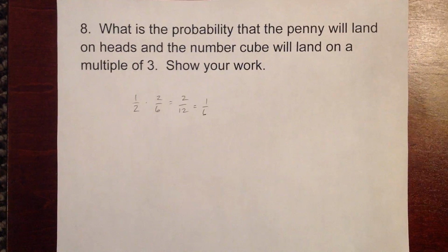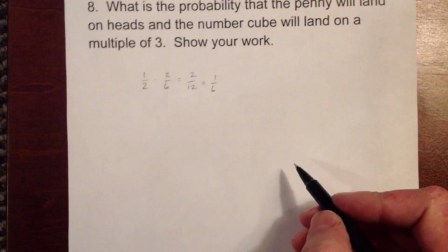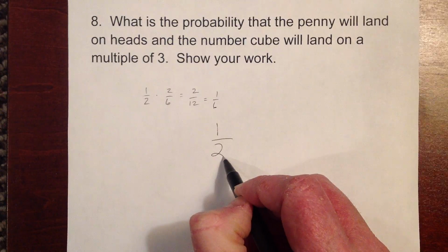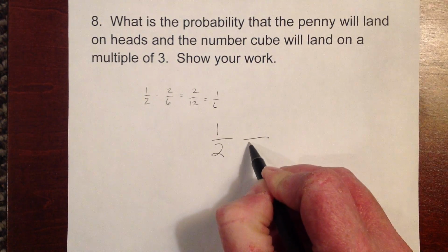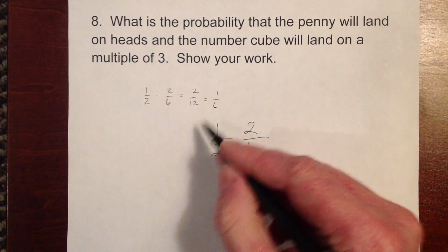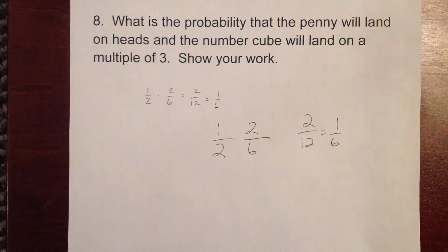Finally, what is the probability that, it should be a penny, will land on heads and a number cube or die will land on a multiple of 3? All right, so we got to be careful with this. A multiple of 3, the only two multiples of 3 on a number die are 3 and 6. So there's two possible outcomes. So for example, let's talk about the penny will land on heads. The probability of that is 1/2. The cube will be something out of 6. Well, there's two possibilities. There's a 3 and there's a 6, so that's 2. And you can reduce if you want to, but this is 2 over 12, which is 1 over 6. And that, my friends, is 7th grade math.